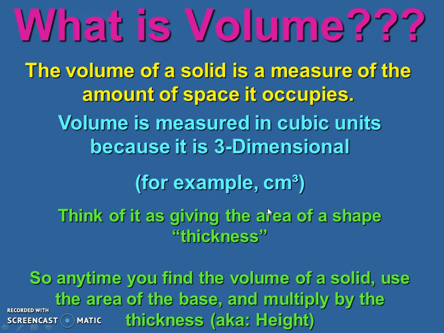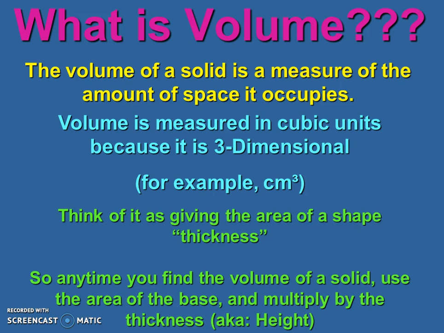Okay, another way I like to think about volume is of giving the area of a shape thickness. So think, for example, about a single sheet of paper. If you had a single sheet of paper, you could find the area of that sheet, but the thickness is so minimal, right, that it's almost non-existent. But then as you start to stack page after page, you eventually get this stack of paper, and that starts to resemble a rectangular prism.